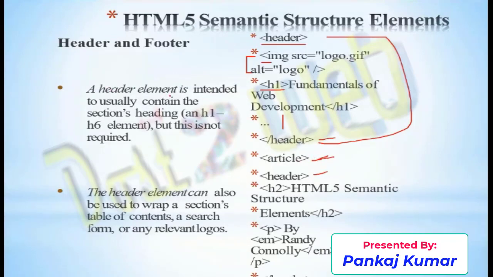So what is a header element? A header element is intended to usually contain a section of h1 to h6 elements, but this is not required. The header element can also wrap a section, table of contents, a search form, or any relevant logo. So inside the header element, you can add a table of contents. That means you can create forms, paragraphs, a header section, and logos, whatever relevant details you want, you can attach into the header section.